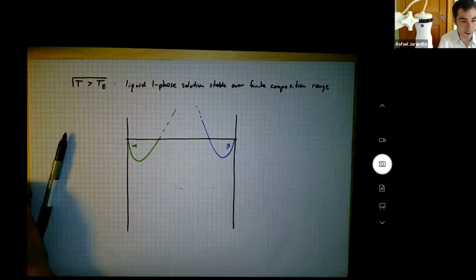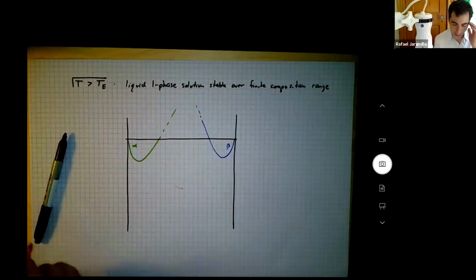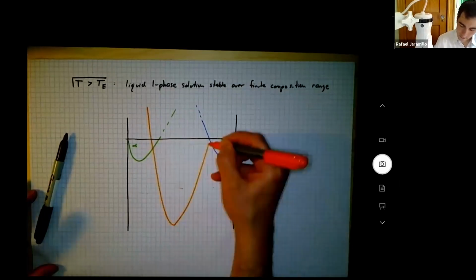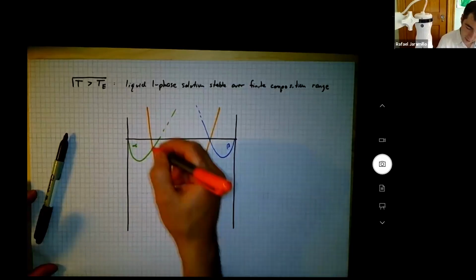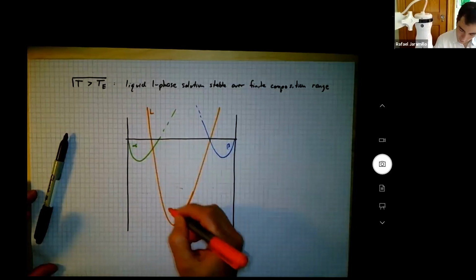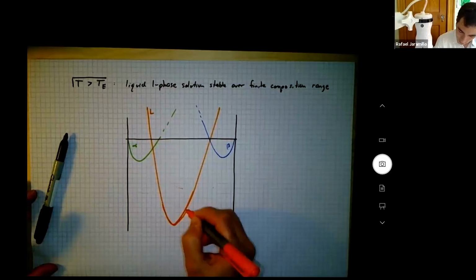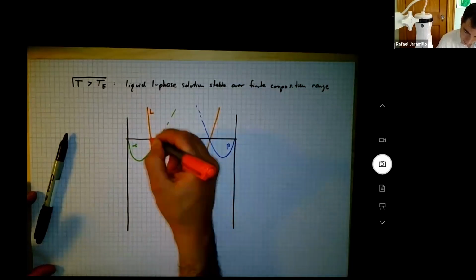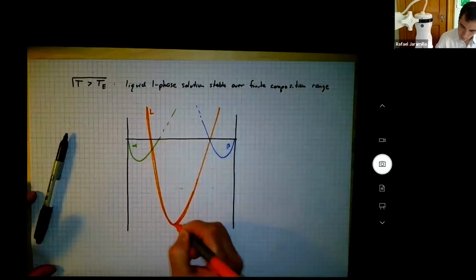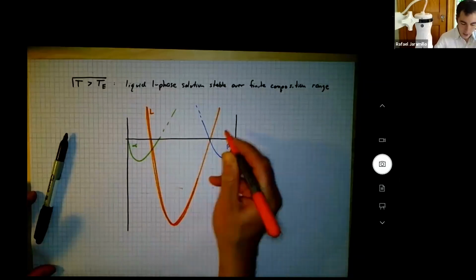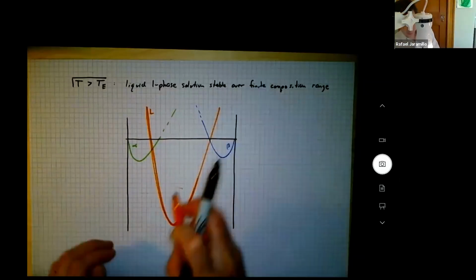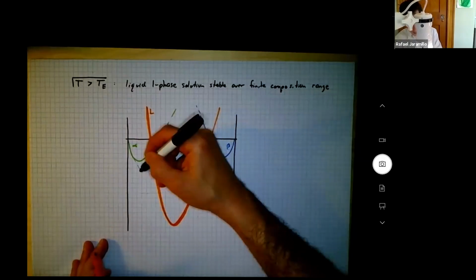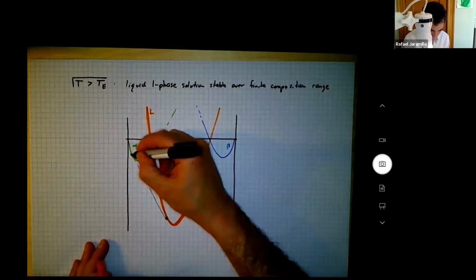But now the liquid has become very stable. So my liquid is going to come down like that. Sorry, I should have had some more curvature here. I didn't. But anyway, here's liquid. Let me draw this a little more curved. Here's my liquid phase. And where are my common tangents? Now I'm going to have a couple of them. Here's one. And here's one.